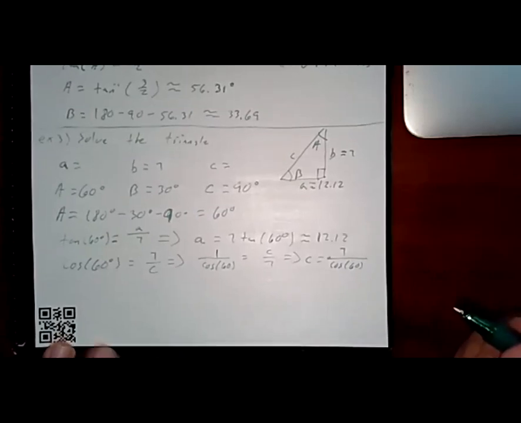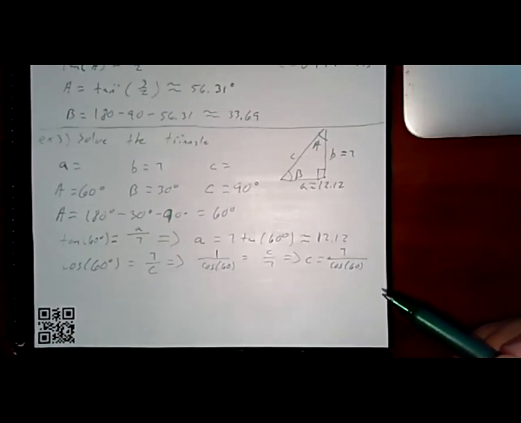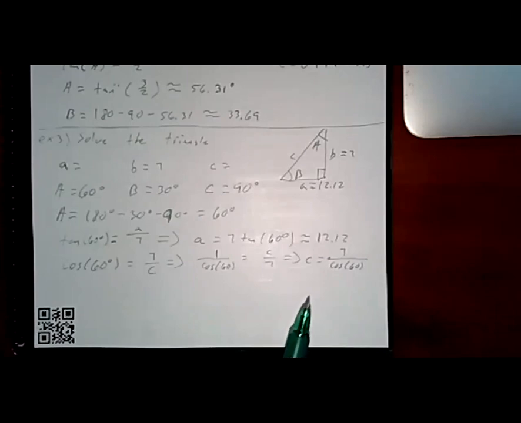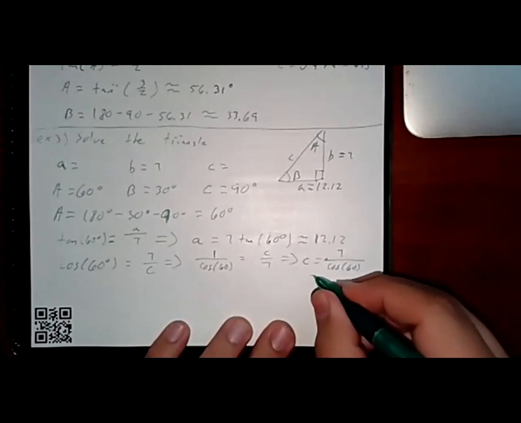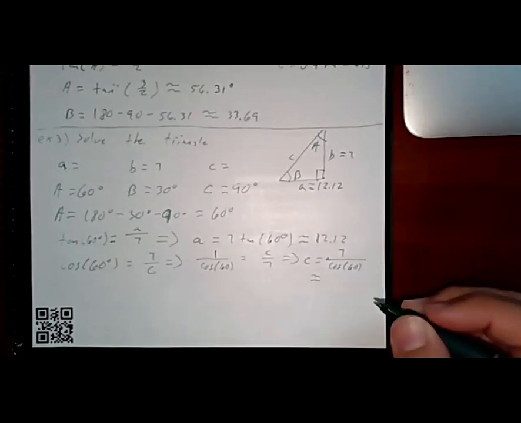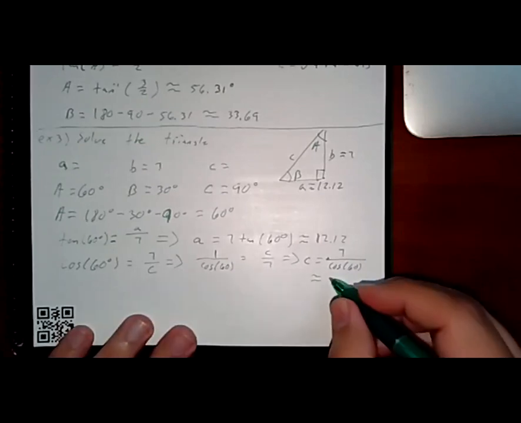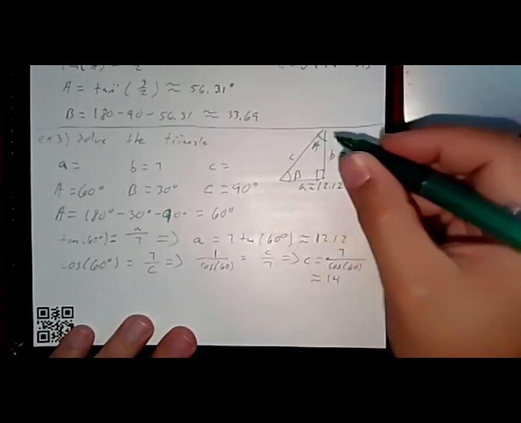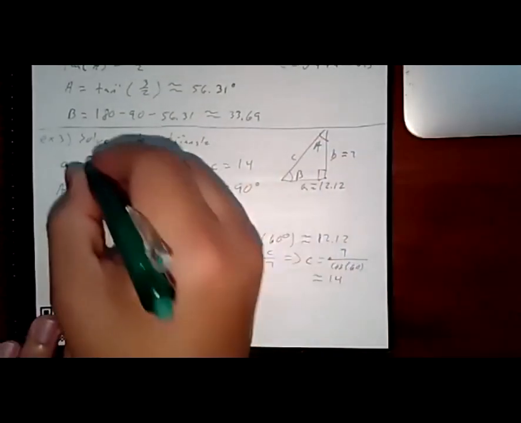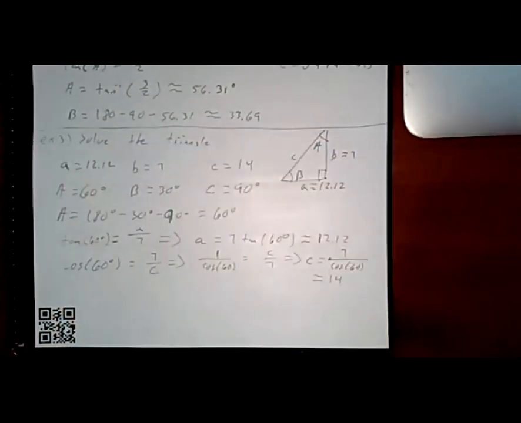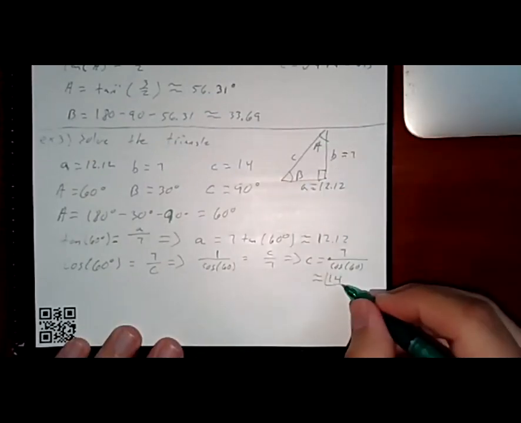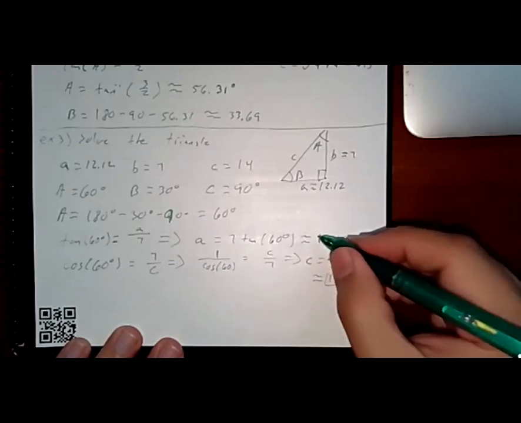You can also do cross multiplication. I just don't like to say that because students like to try to use that for everything, and that doesn't really help. But whatever, it's fine. So 7 over cosine 60 should be about 14. So we got 3 sides, 3 angles. There's my last side.